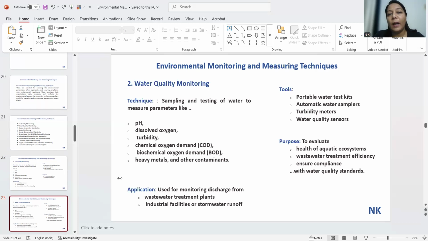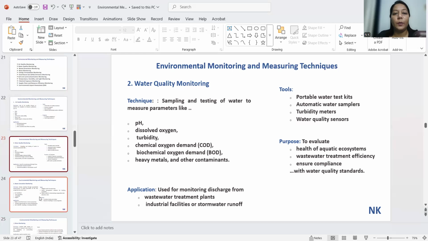When we talk about the tools part, portable water test kits are available, as well as automatic water samplers, turbidity meters, and water quality sensors. With these tools, we can measure these parameters. The purpose is to evaluate the health of aquatic ecosystems, track wastewater treatment efficiency, and ensure compliance with water quality standards. This is the purpose of this particular monitoring system.